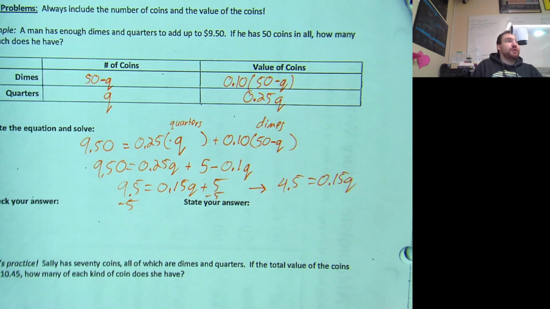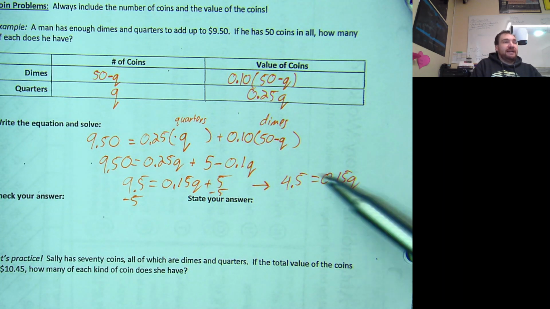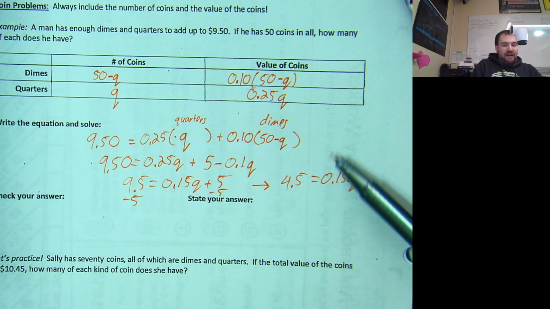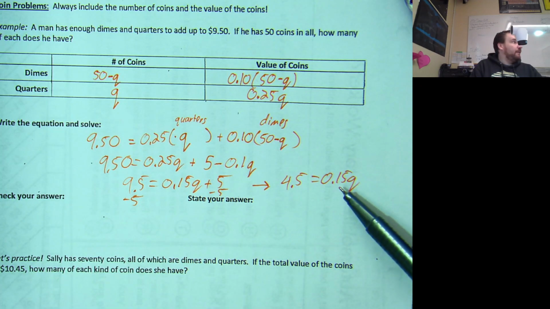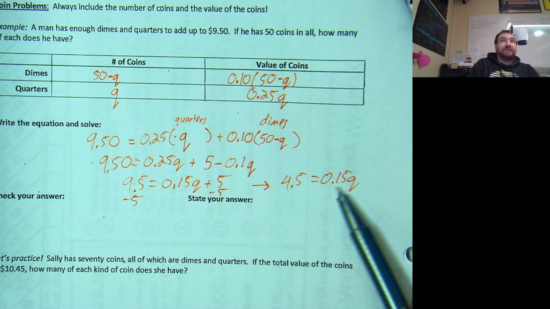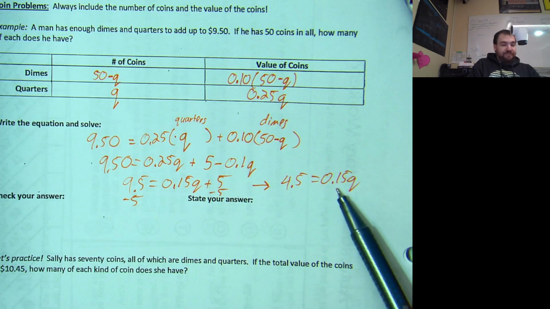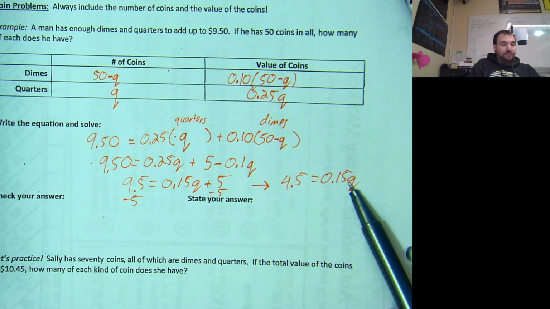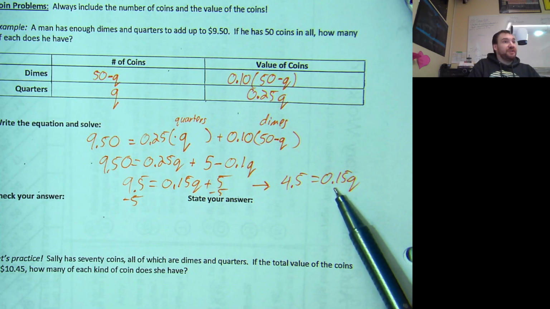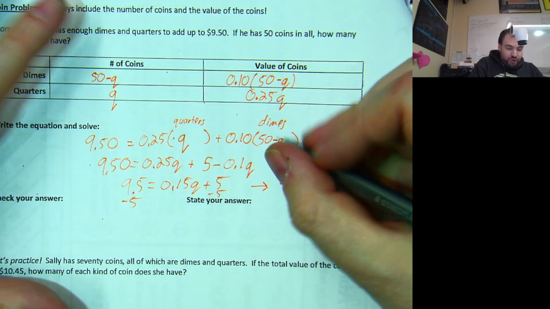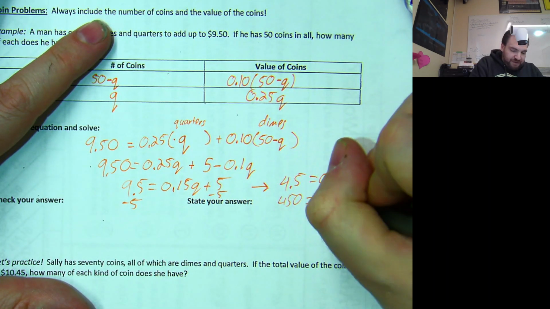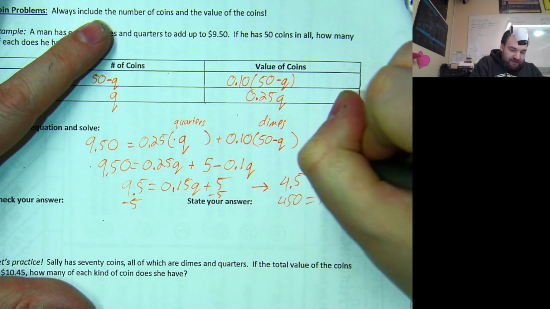So this is where, if you don't have a calculator handy, you can use one of the techniques that I introduced to you earlier. If I want to get rid of these decimals, I'm going to do what? Do not turn them into fractions. To move the decimal, how do I do that? What do I have to do to move the decimal? Yeah, so I'm multiplying both of these by 100. So this is going to become 450 equals 15q, because I multiplied by 100 and I multiplied by 100.